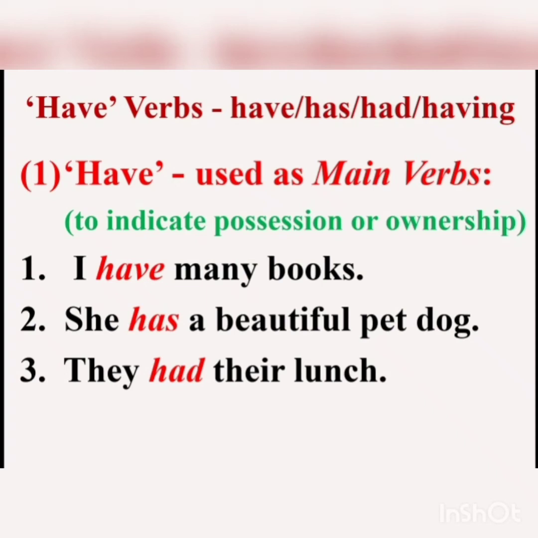Now we shall understand how have verbs are used as main verb. I have many books. That means I just possess or I own many books. She has a beautiful pet dog. Here also it represents the possession of a dog. They had the lunch. Here also the same way, the completion of an act. We don't have any other action word over here.